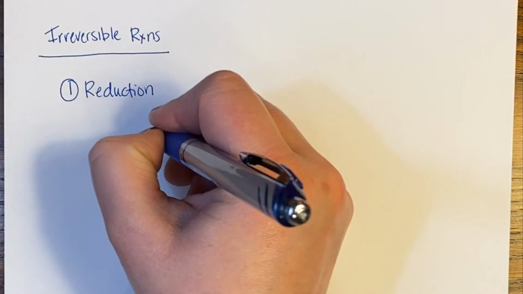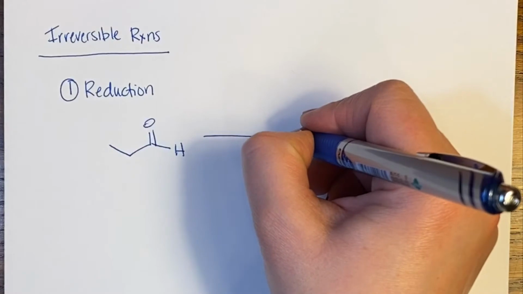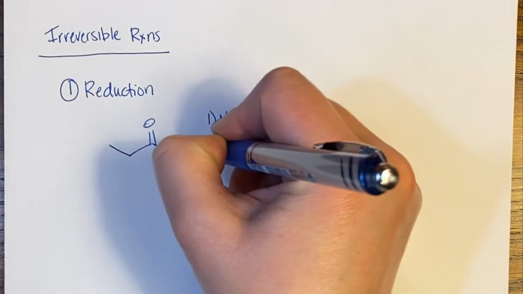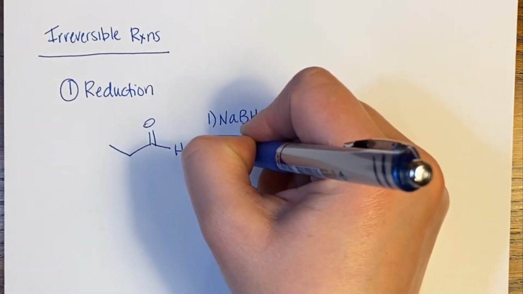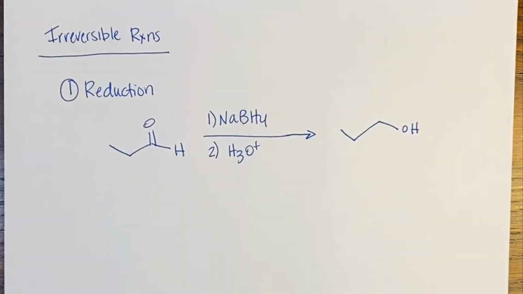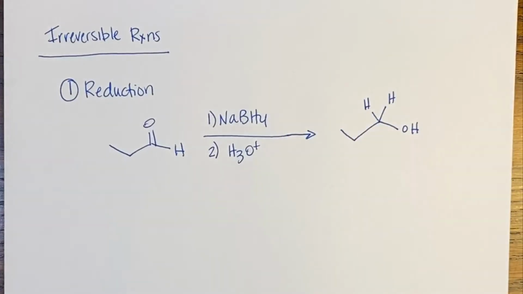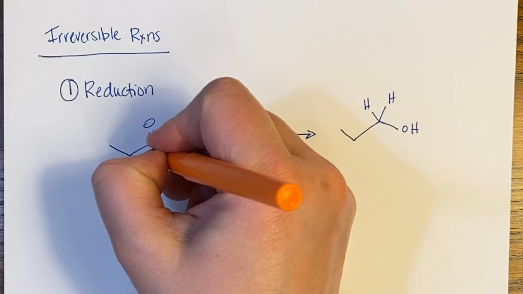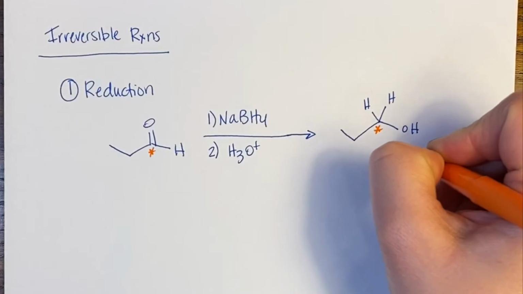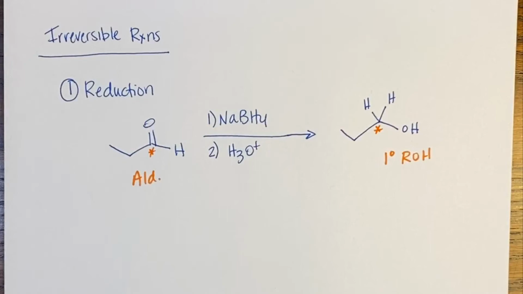So if I have an aldehyde like this one, I can treat this aldehyde with sodium borohydride, followed by an acid workup, and the product that I would get out of that reaction is a primary alcohol. I have two hydrogens at that original carbon of my carbonyl, so this is the carbon of my carbonyl. This is that same carbon in my product. My product is a primary alcohol, and I made that primary alcohol from my aldehyde starting material.